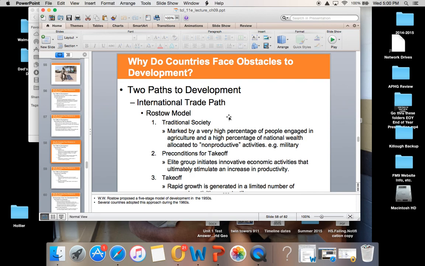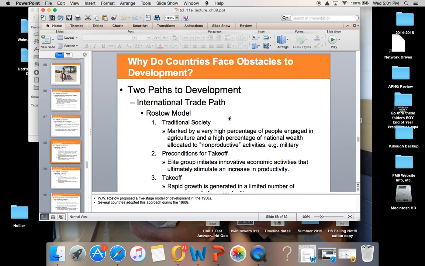However, your international trade path is where Rothschild's model comes in, okay? And he talks about the 5 stages of how a place develops, okay? Your traditionals, again, it's very simple to think about. You have a very high percentage of people engaged in agriculture and a high percentage of the national wealth allocated to non-productive activities like the military, okay? If you have a large portion of your population devoted to agriculture, but not a lot of your gross domestic product, meaning you're not making a lot of money off of it, most of your people in your society are living subsistently, okay?